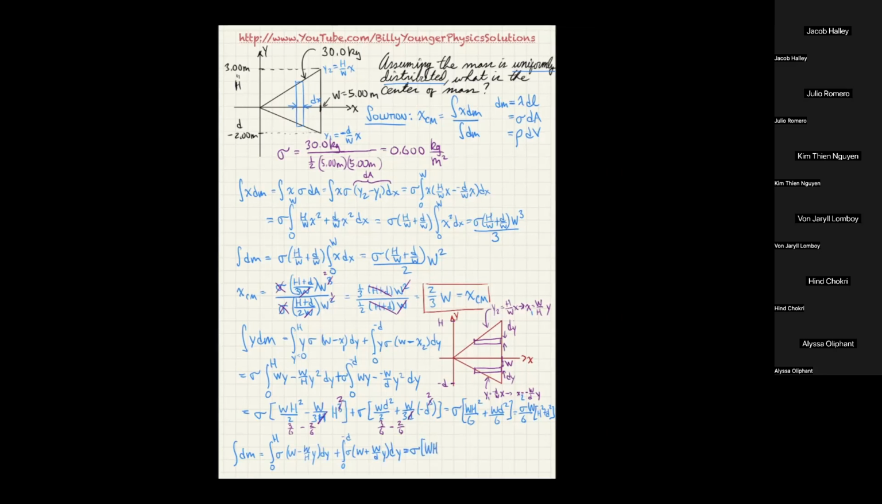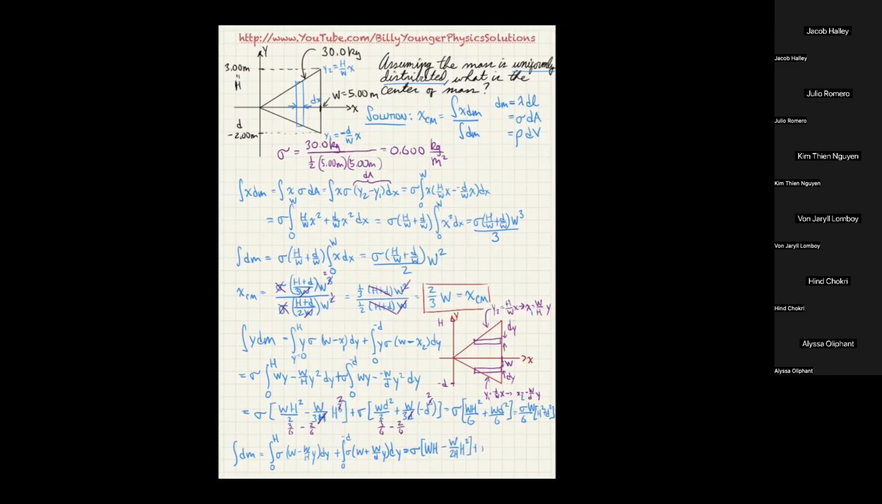W over h times the integral of y becomes negative w over 2h y squared, but that's going to become h squared. So this will be negative w over 2h h squared. That handles that first integral.